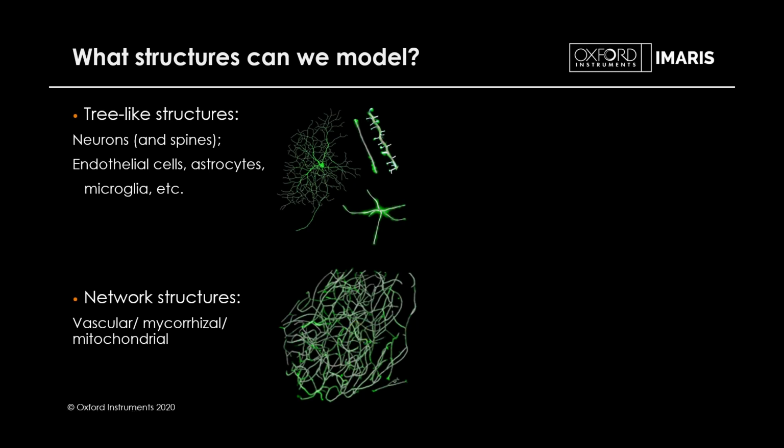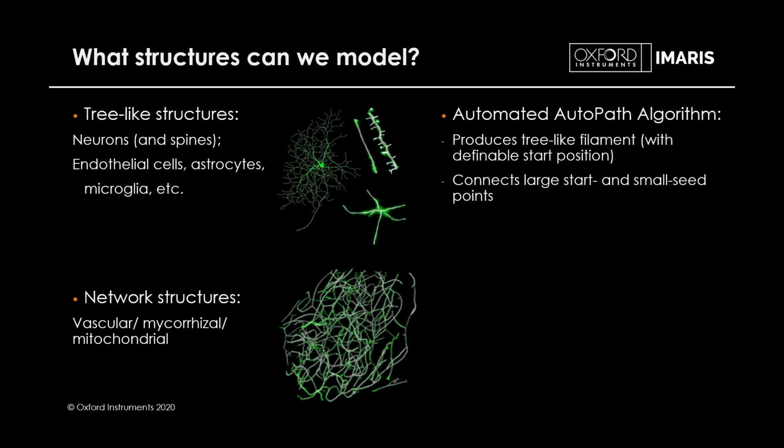In order to be able to segment those different types of structures, there are two different types of automated algorithms available in Imaris, and we can choose depending on the type of model that we're looking to generate. The first algorithm available to us in Imaris is the autopath algorithm. It produces tree-like filaments with definable starting position. As I mentioned, generally that would be the soma. And the way that the path is determined is by connecting the large starting point and smaller seed points.